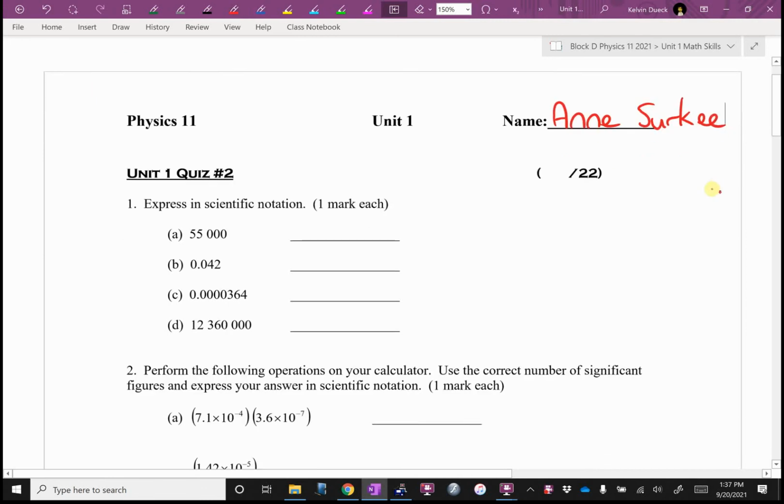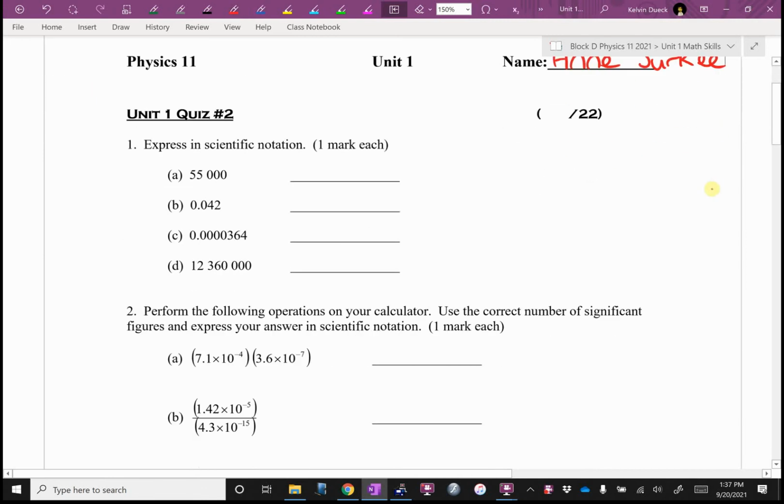Number one, on your test, you're going to have probably 4 questions where you have to write a number in scientific notation. You need to be able to do it in your head, which means without technology. So 55,000 is going to be 5.5 times 10 to the 4th. Half mark for the 5.5, half mark for the 10 to the 4th.